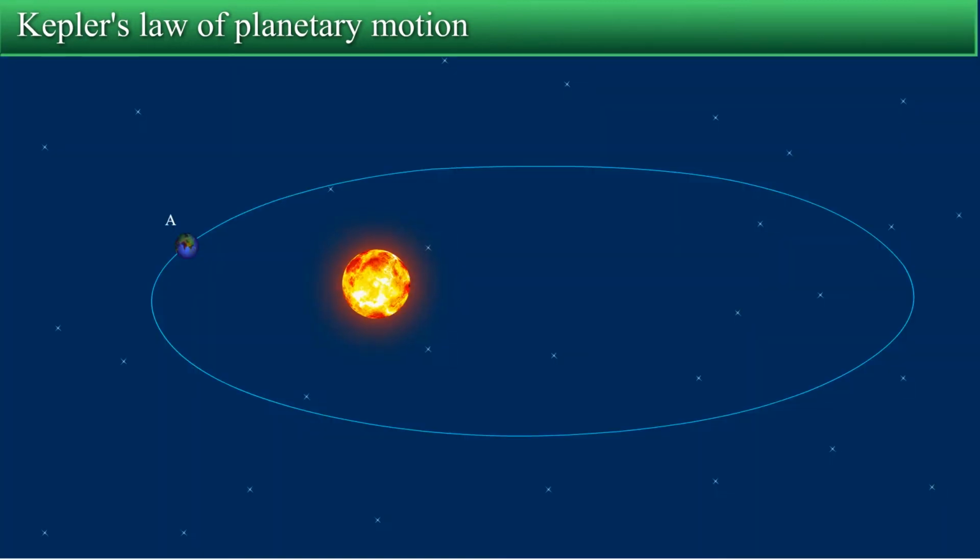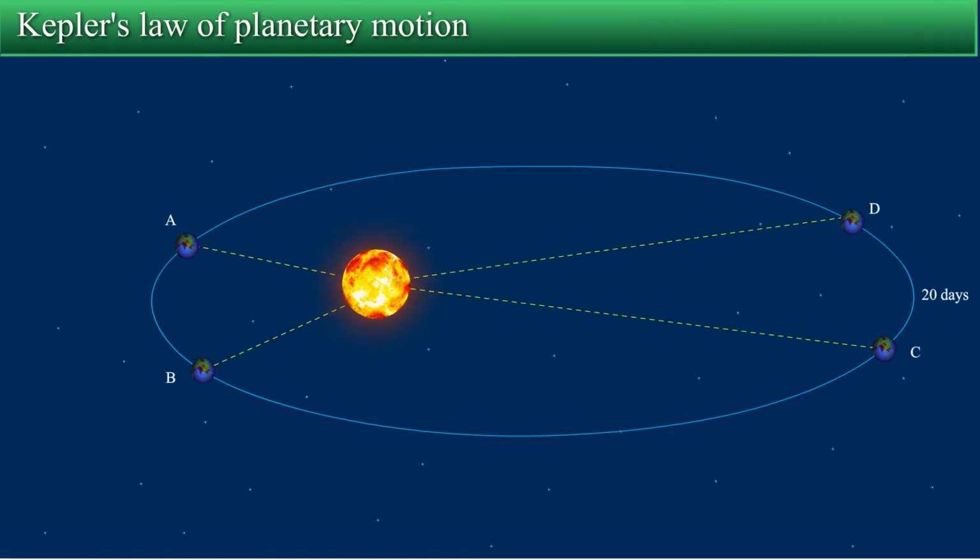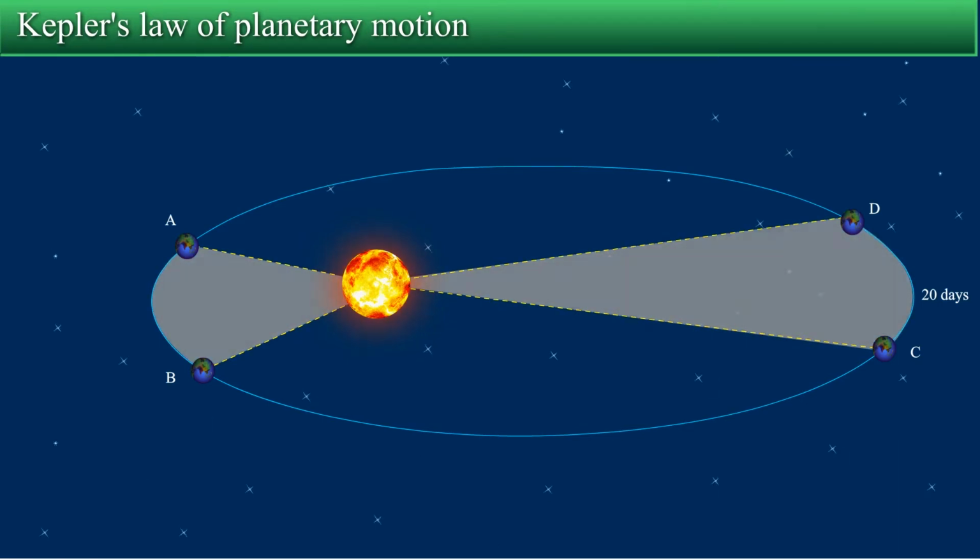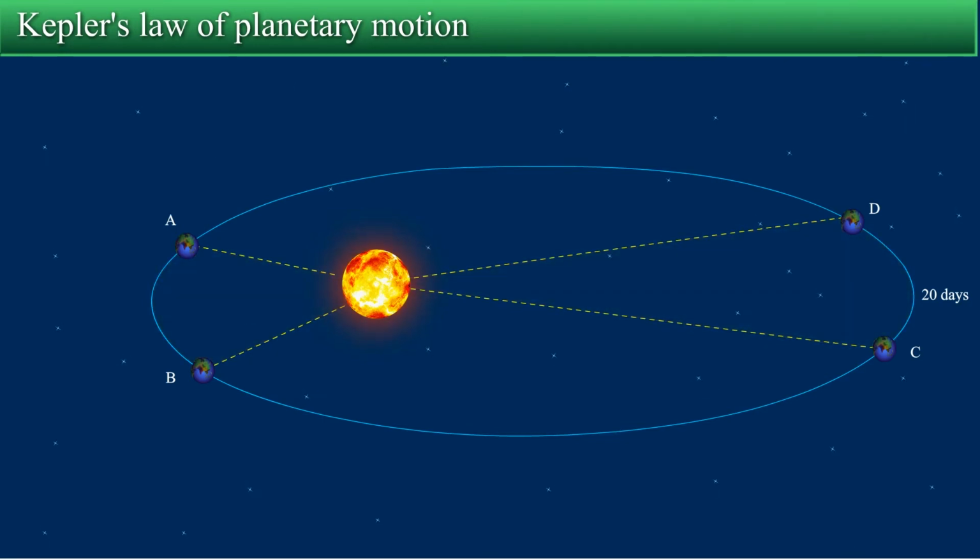Kepler's second law states that the line joining the planet and the Sun sweeps equal areas in equal intervals of time. That means if Earth sweeps the area between A and B in 20 days, and again it sweeps another area between C and D in 20 days, then both the areas are equal.